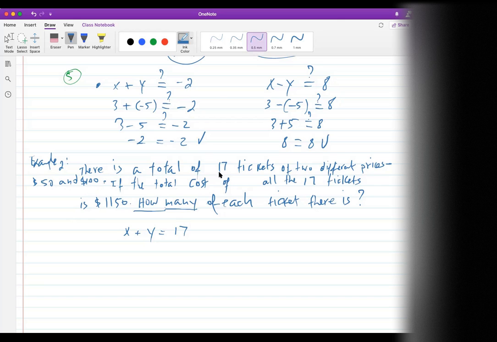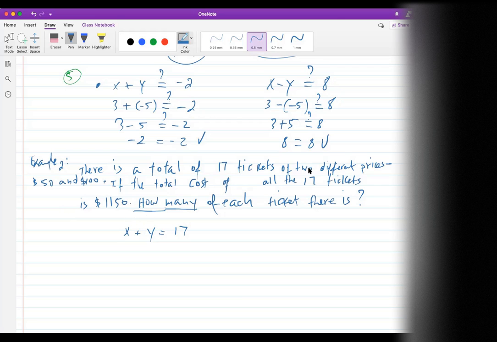Okay, again, so we have a bunch of tickets, 17 of them. Some of them cost 50, the other ones cost 100. We don't know exactly how many of these we have and how many of the other ones. We have another piece of information here. We know that the total cost of all the tickets is $1150. So we have all the information we need to find the numbers.